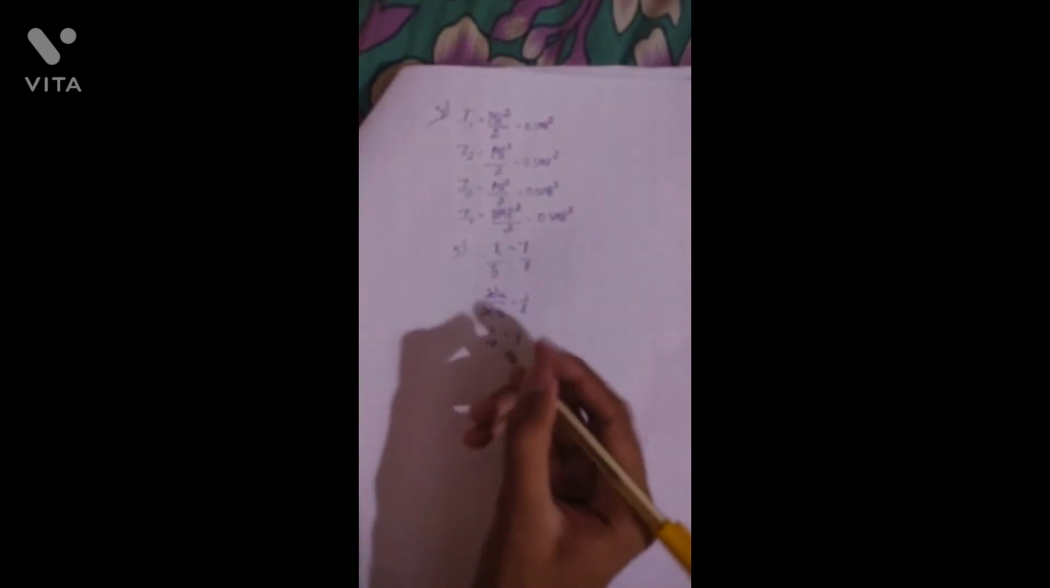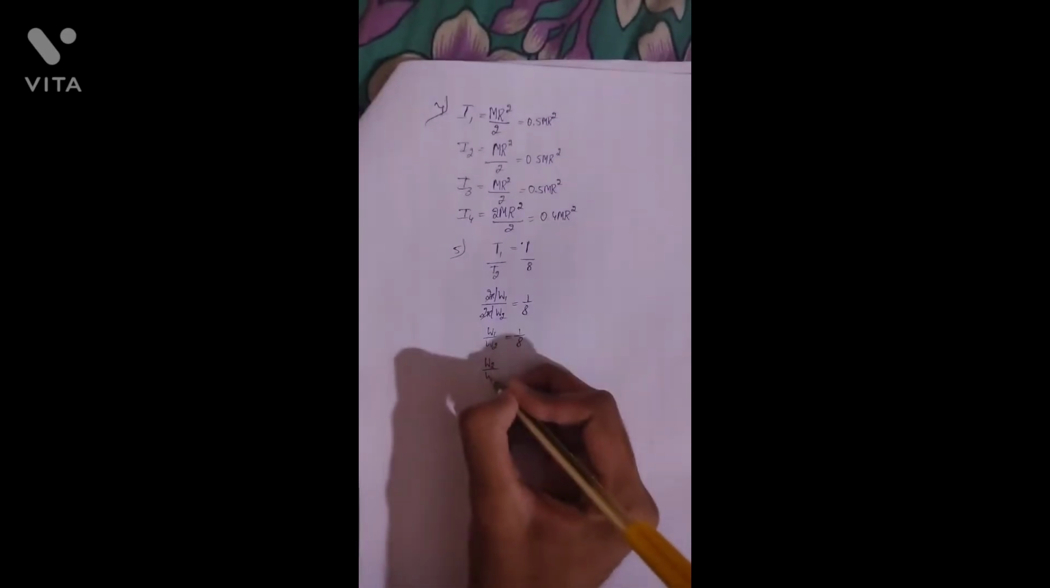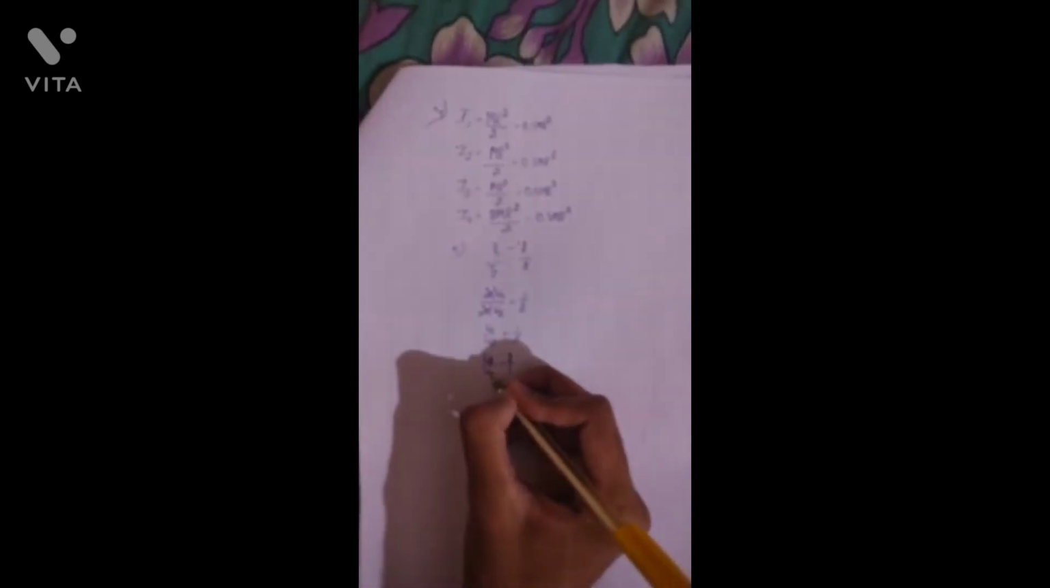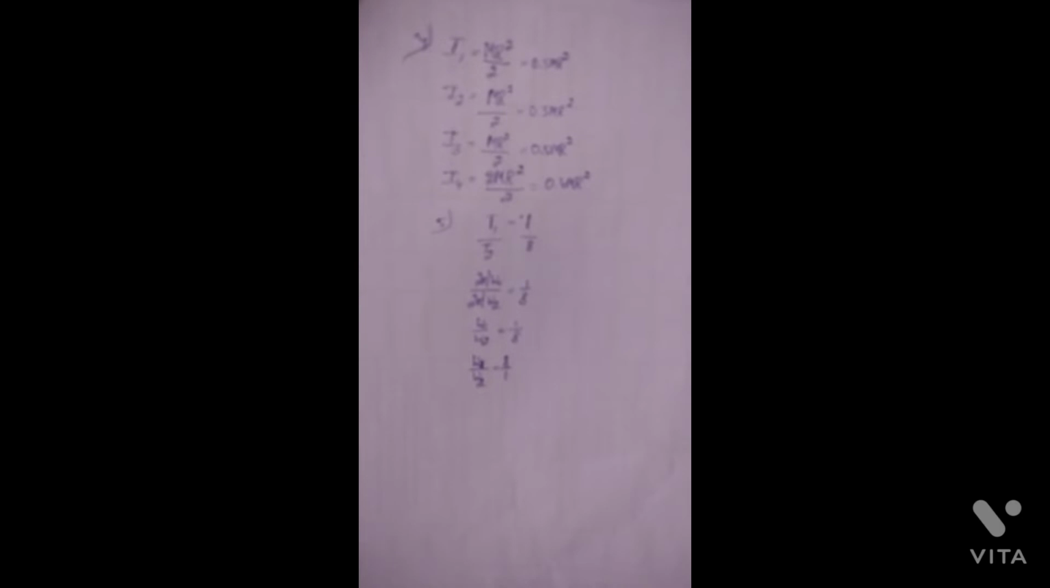Now if you see, W1 by W2 will be the cross reciprocal. So W2 by W1 is equal to 8 by 1, sorry, W1 by W2 is equal to 8 by 1. So let us come to the options now, and we will see which option we are getting.